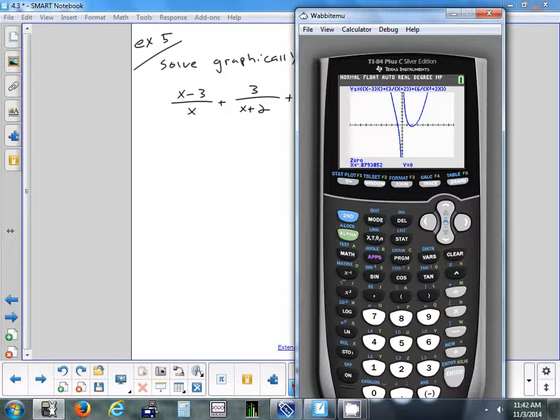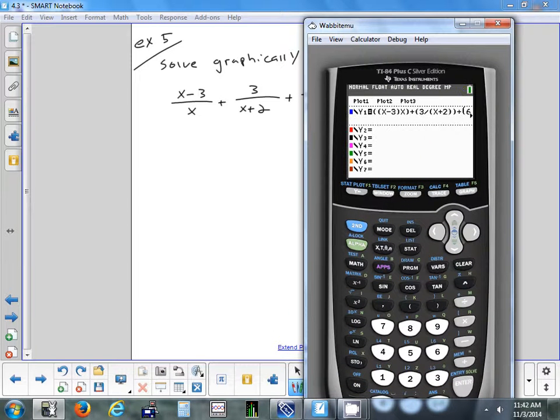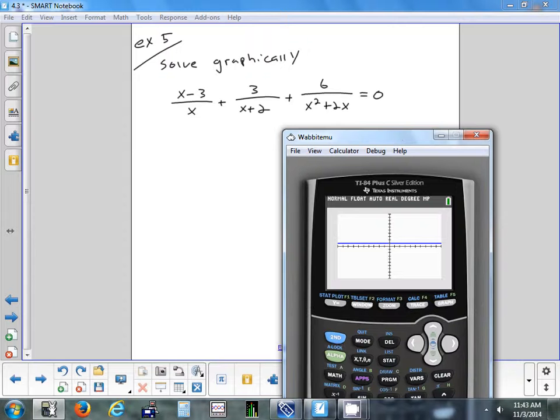Yeah? My graph looks a lot different? Okay, let me double check and make sure. So we've got x minus 3, oh, thank you. That should be divided by x. And did I miss any other divisions? Nope. All right, let's try that. Does yours look more like that? Okay, so it comes out as almost a horizontal line. Horizontal line with probably some holes in the graph.